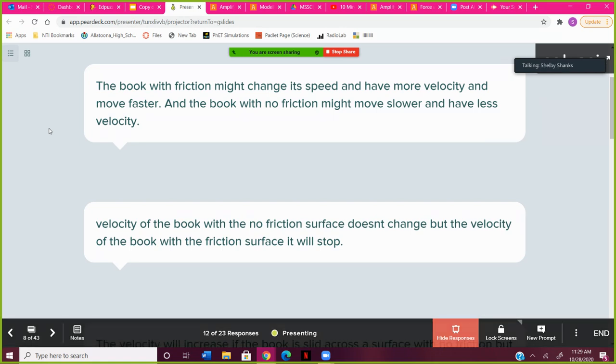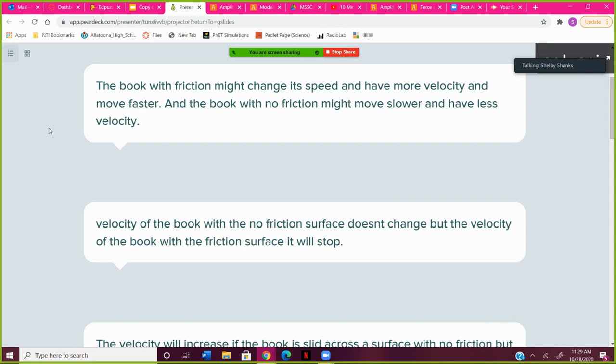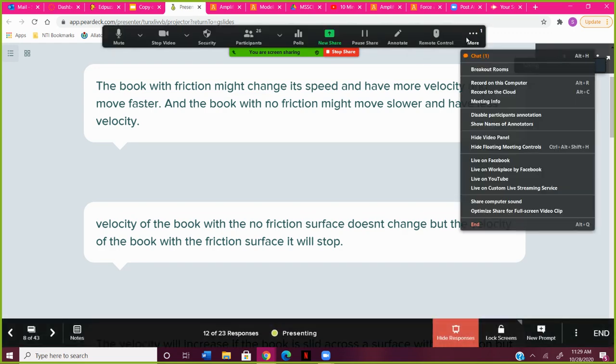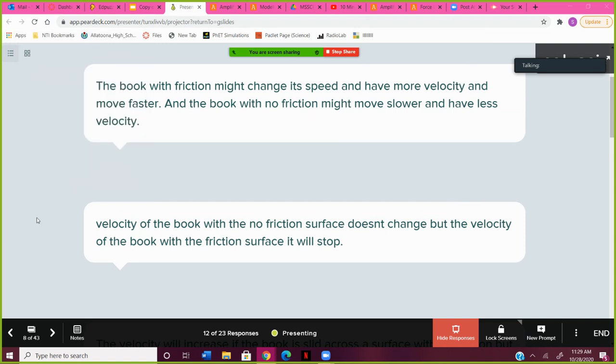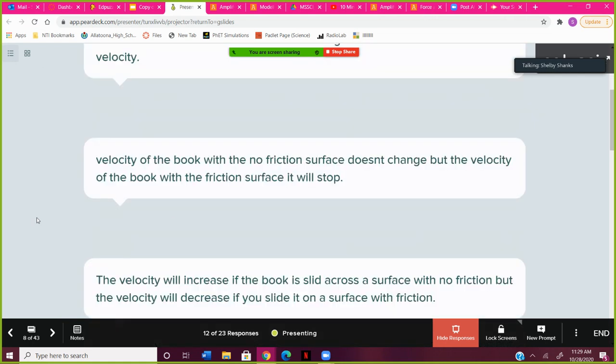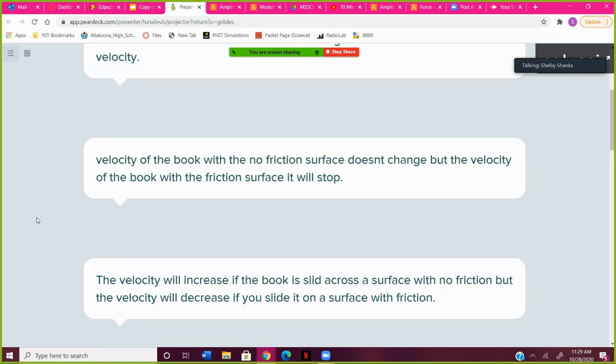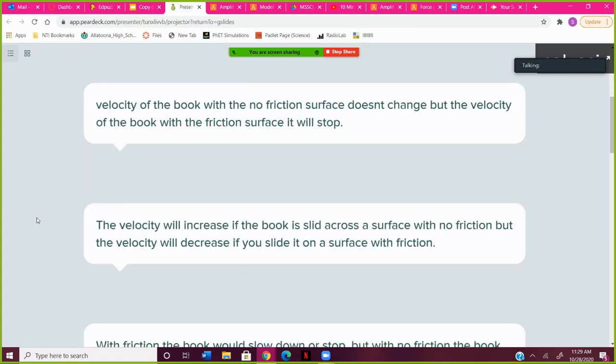make sure you're going back to our definition of friction. Okay. What did we say about friction? What did we say about the force? All right, so this person is saying the velocity of the book with no friction doesn't change, but the velocity of the book with friction will stop. Okay. So with no friction, there's no force there to stop it, right?